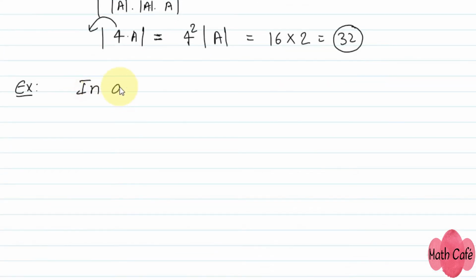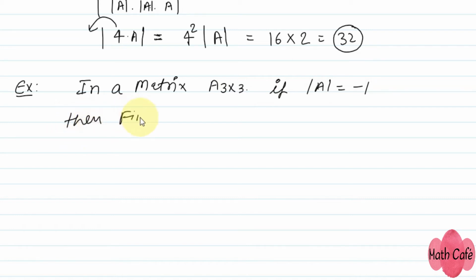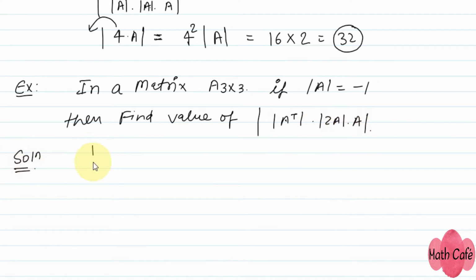So let's move to the next example here. In a matrix A which is of order 3, if the determinant value of matrix A is minus 1, then we need to find the value of an expression given here: the determinant of A transpose, determinant of 2A and A. So let's proceed with the solution. The given expression is the determinant of A transpose, determinant of 2A and A.